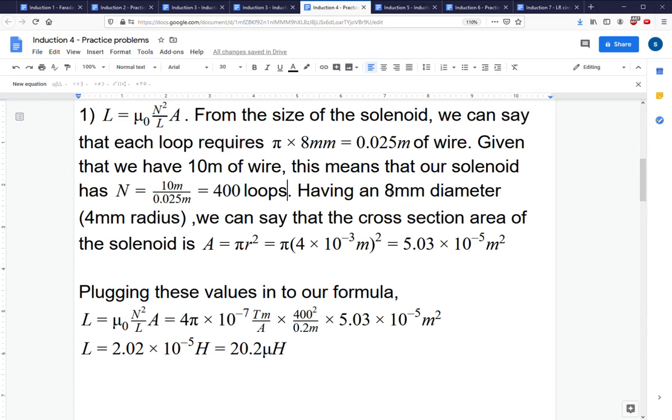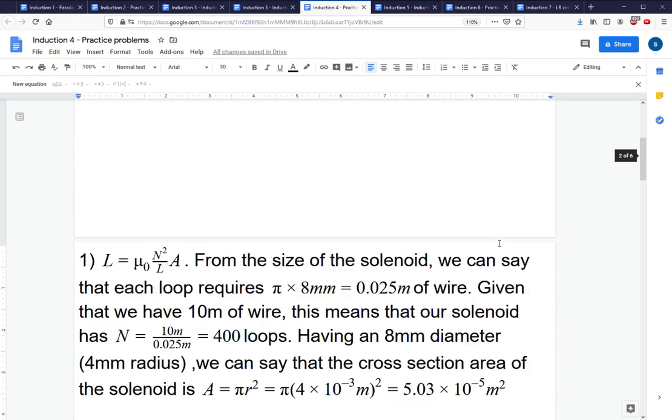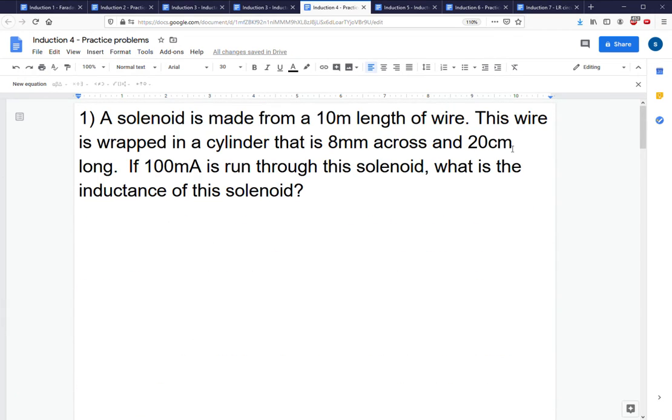We can also say that with an 8 millimeter diameter, the cross-sectional area is given by pi r squared. 8 millimeter diameter means 4 millimeter radius, and so the cross-sectional area of this inductor is 5.03 times 10 to the negative 5th meters squared. Finally, length. The length was given as 20 centimeters.